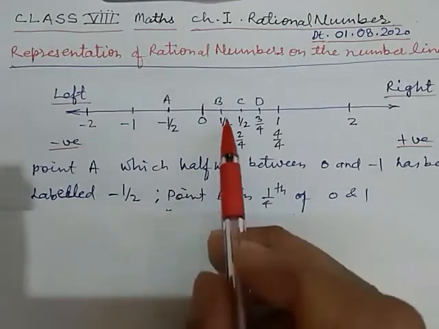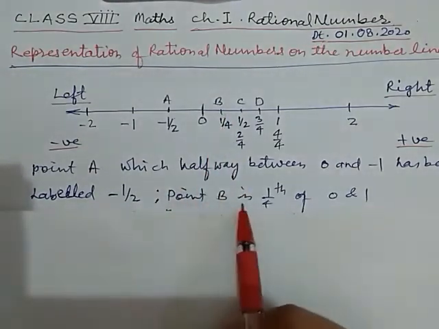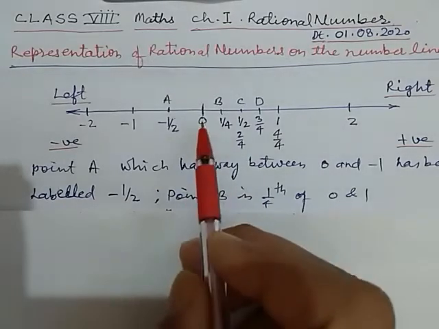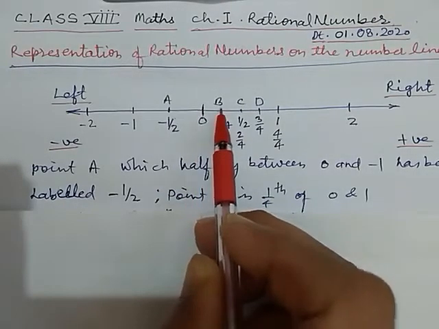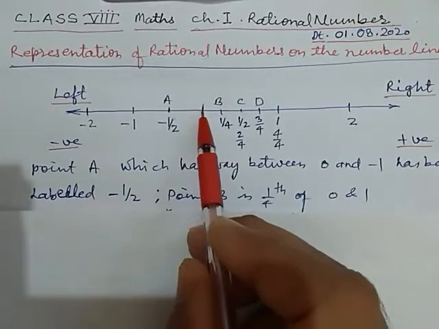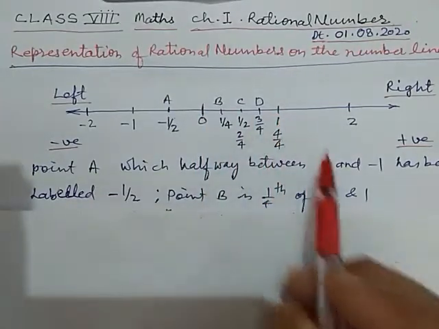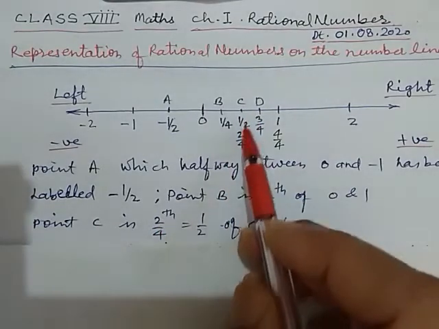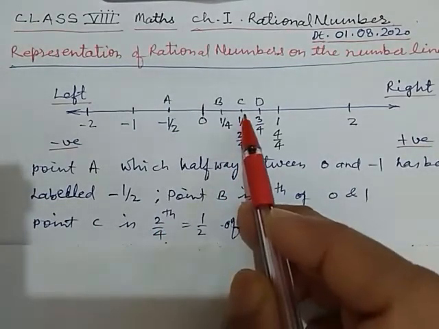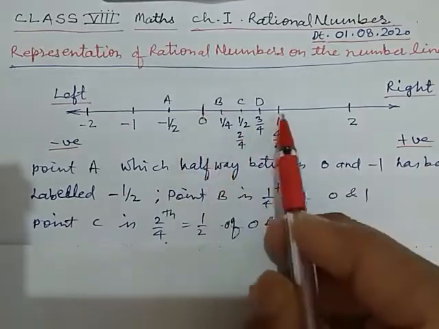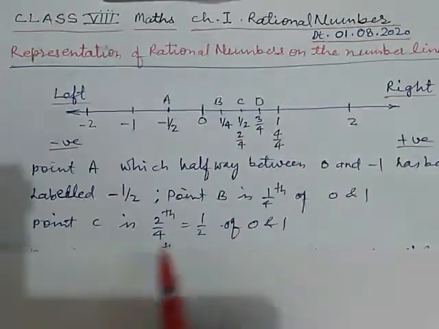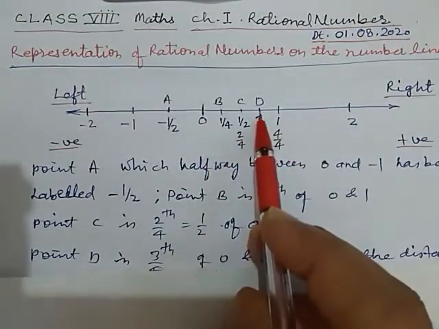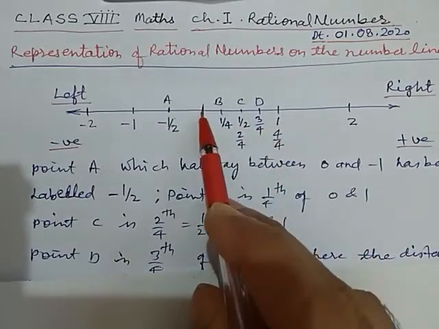Okay, point B, this point B is 1/4 of 0 and 1. This point B is 1/4 of this 0 and 1. Okay, and this point C is 2/4, that is half, of 0 and 1. Okay, now point D, this is 3/4 of 0 and 1.